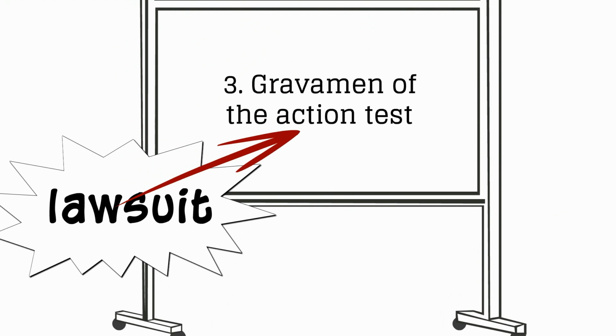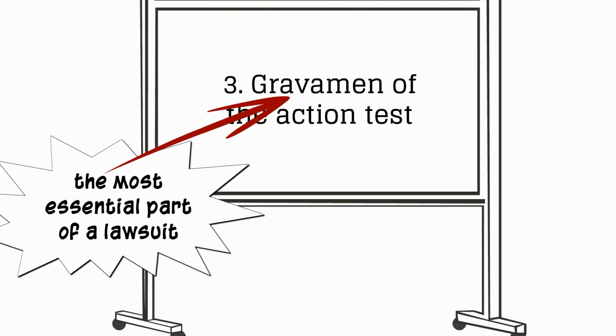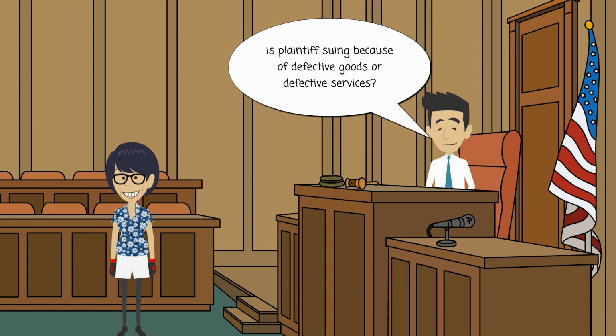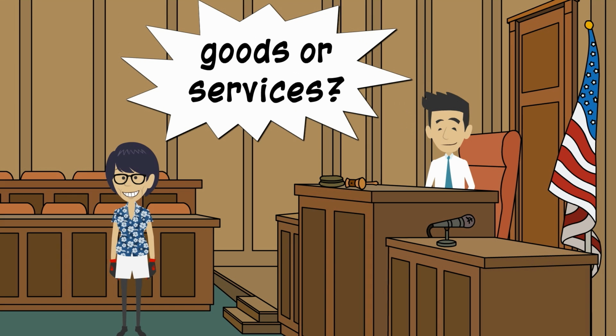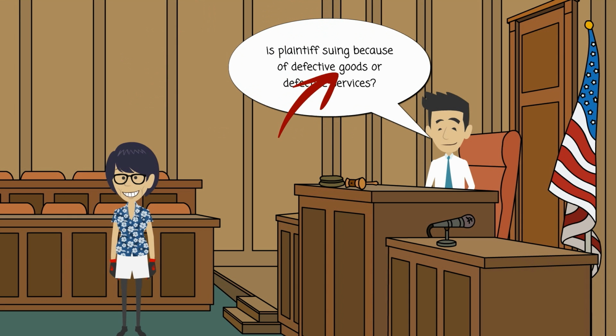As you probably already know, here action means lawsuit, and gravamen of the action means the most essential part of the lawsuit. In the gravamen of the action test, a court's going to ask, is this plaintiff suing because of defective goods or because of defective services? Put another way, is the essence of the lawsuit, or is the gravamen of the lawsuit, about goods or about services? If the court decides that the gravamen of the action is for defective goods, then the UCC should apply. On the other hand, if the gravamen of the action is for defective services, then the UCC will not apply.